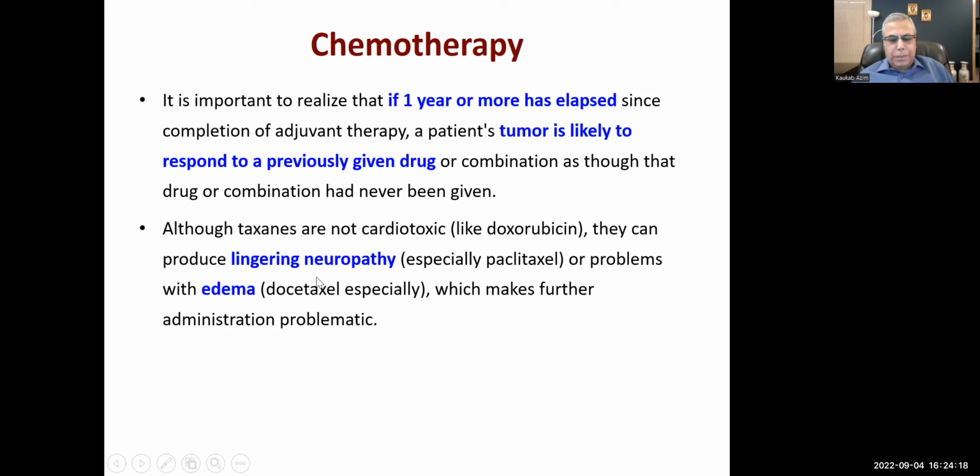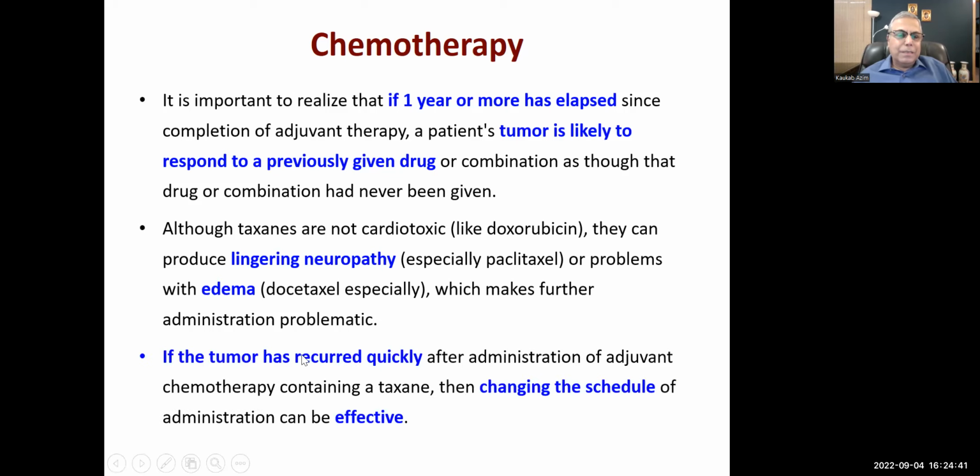Okay, so I just mentioned a little while ago in this lecture that they are anti-microtubular drugs. They damage the microtubules, and in the nerves, microtubules play a very important role in transport of vesicles. So if you damage the microtubules, the nerves will be damaged. If tumor has recurred quickly after administration of adjuvant chemotherapy containing a taxane, then changing the schedule of administration can be effective. So if the tumor recurs after 1 year, you give the same therapy. If the tumor comes back before 1 year, you have to change the therapy.